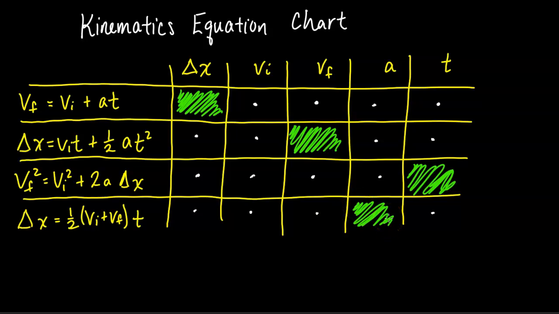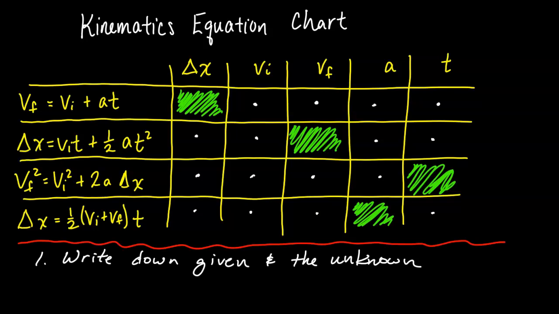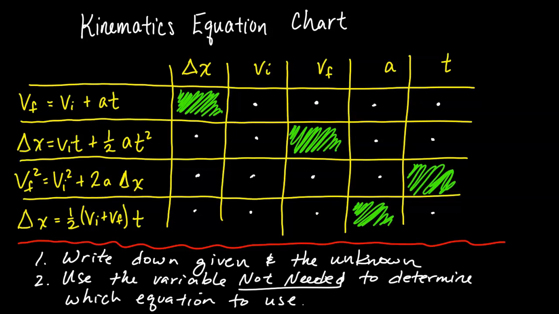Okay, so to figure out which equation to use when you're solving a problem, you're going to look at the givens and the unknowns. So you're going to write those down. Then you're going to use the variable that's not needed to determine which equation to use. This is the important part, because the variable that's not needed for the problem is going to help us figure out which equation to use.